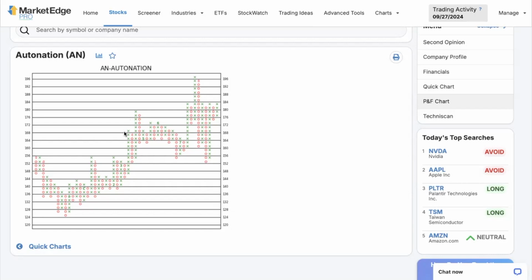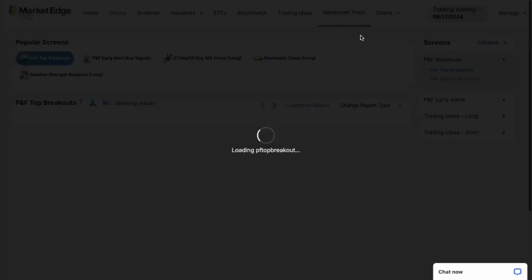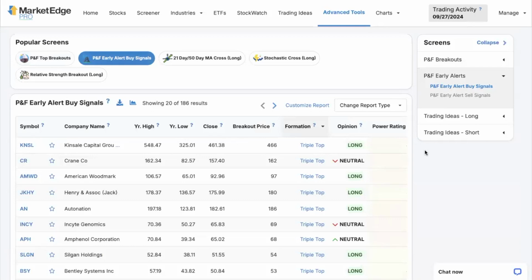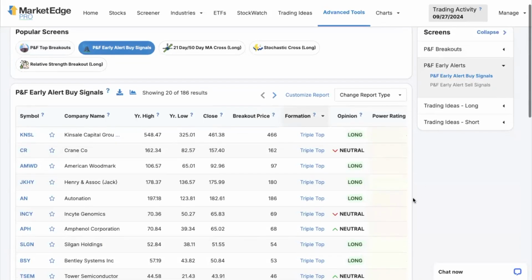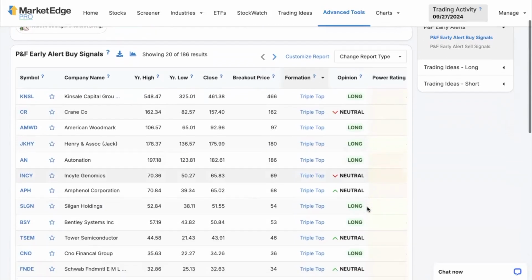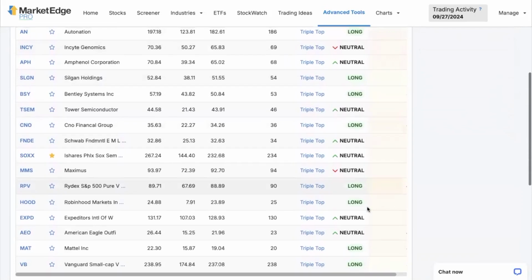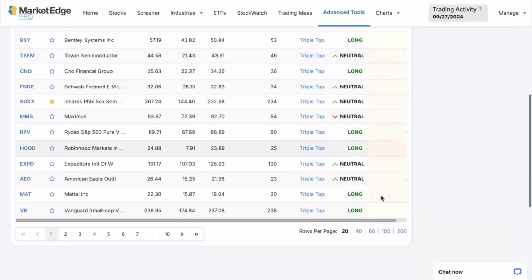Let's go back to that point and figure. Go back to the advanced tools again, and let's look at the early alerts. Okay, now go ahead and go down this page a little bit. What I do a lot of times is look at some of the different things in here. Click that up so maybe you can get like 100 stocks or 50 stocks.